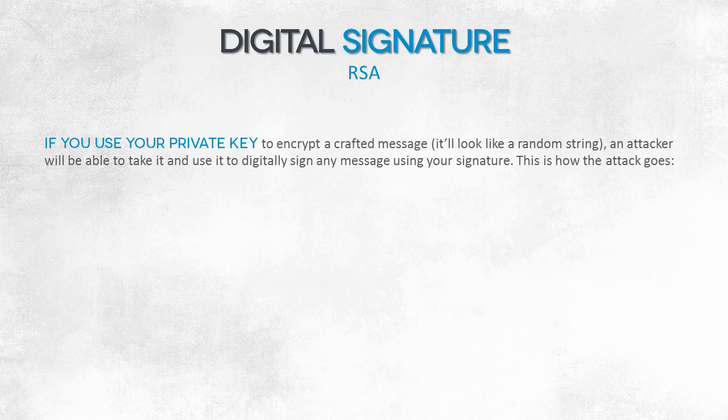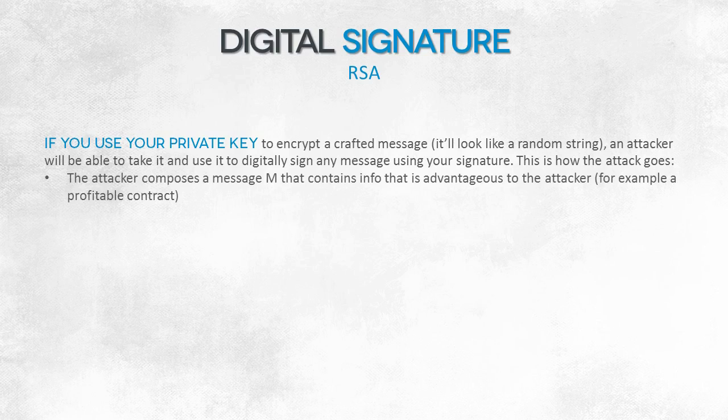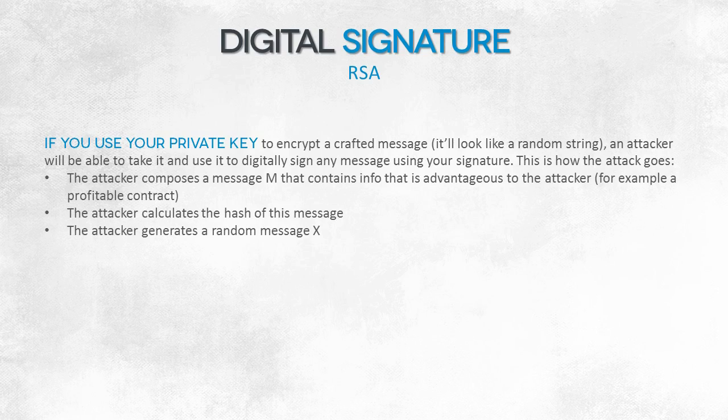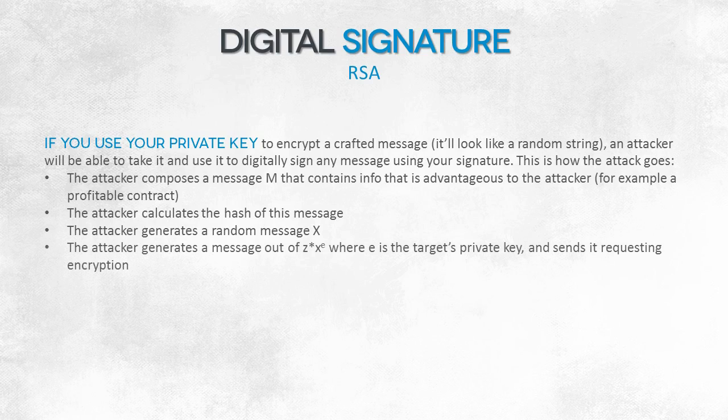The attack itself works as follows. An attacker needs to generate the message M, a contract, or anything else they want you to sign. Next, the attacker calculates a hash of the message. The next step is to generate the random message X. Then, the attacker generates the message based on the expression Z times X to the power E, where E is your public key. The public key is by very definition freely available.